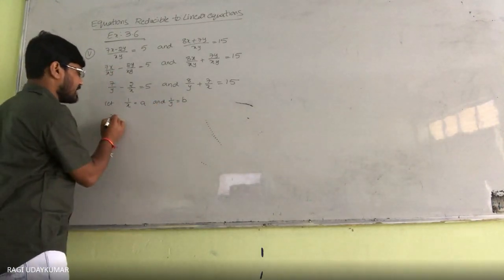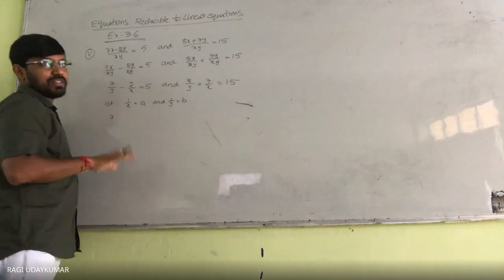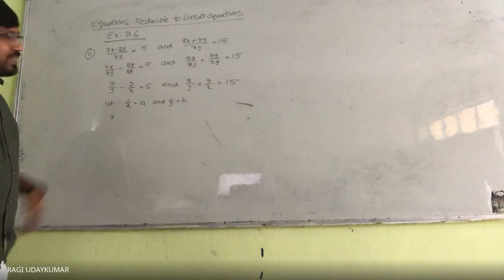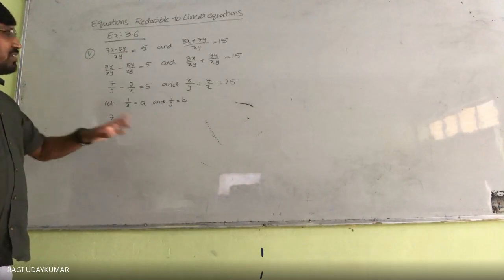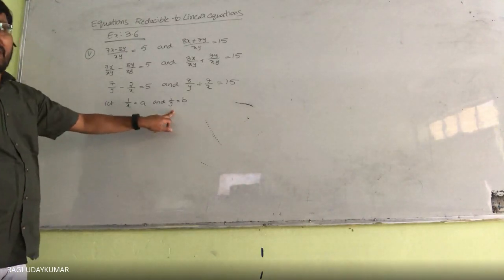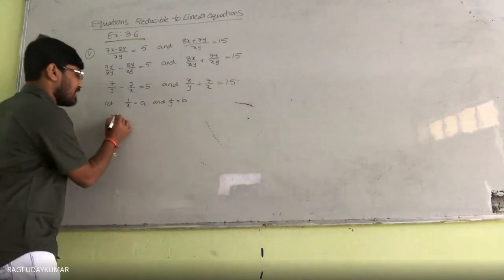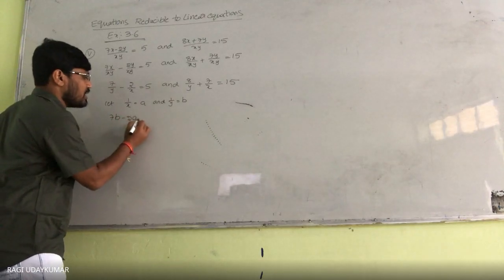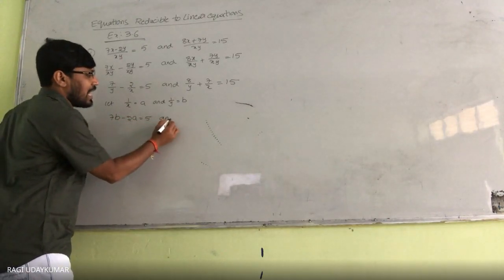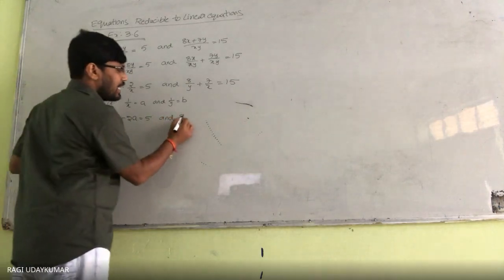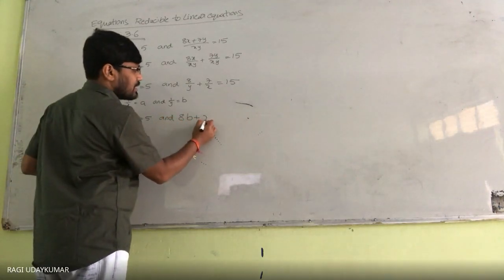So what will I get here? Here most of the students will make the mistake of writing 7a. No, consider 1 by y as b. So 7b minus 2a is equal to 5, and 8b plus 7a is equal to 50.